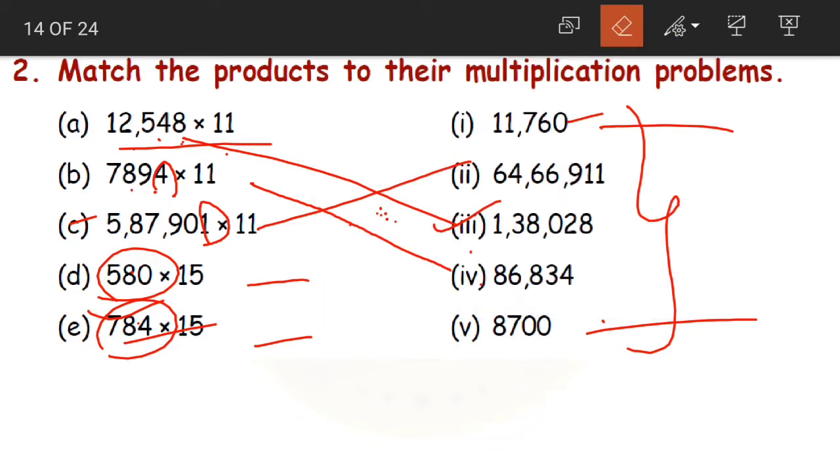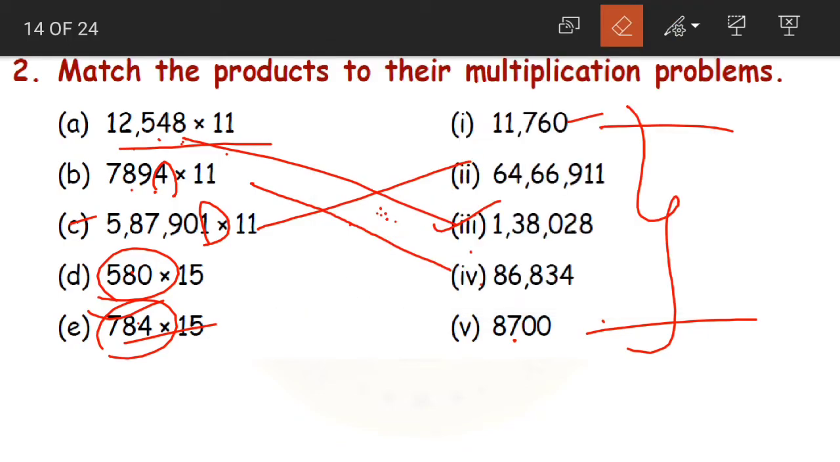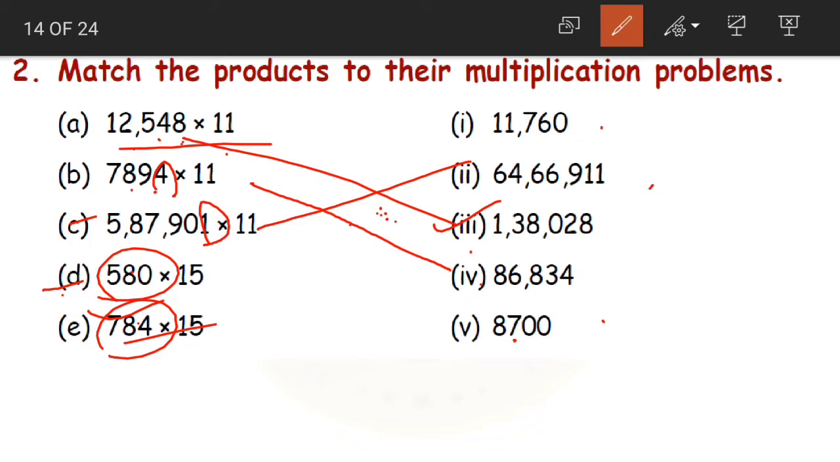So what can be its question then? It is 784. Yes. Now this is the smaller product, so the question will be 580 into 15. Yes. If you want, you can solve. Okay, let me erase these two. We'll solve. Now, the best thing about match the following is, if you solve question number D, the remaining answer will go for question number E. So let us solve 580 into 15.